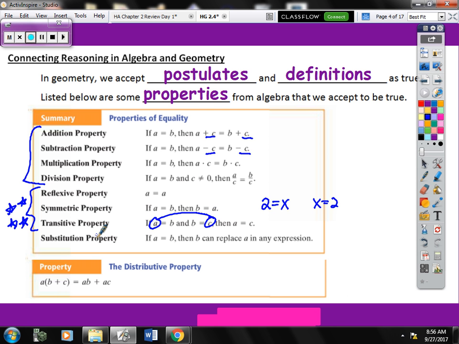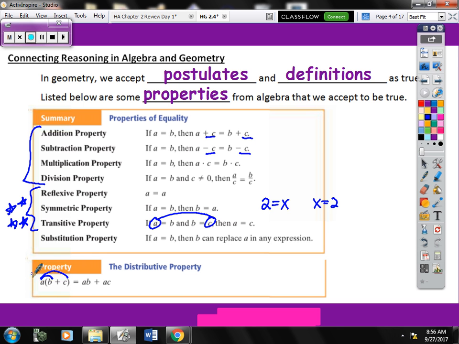Okay, the substitution property you do know from algebra. Once you get an answer like x equals 2, you can substitute 2 in for x and then solve for y. And the distributive property we should all know, where we multiply a binomial by a number or a variable, and we just distribute it into that sum.